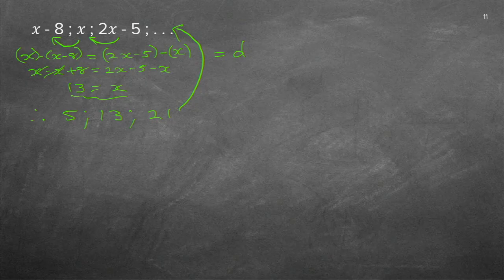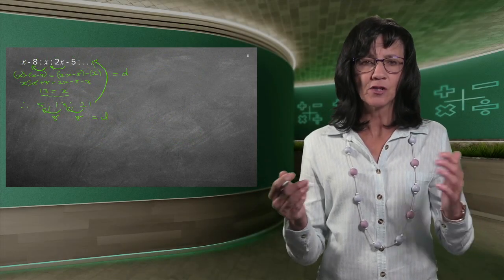We can very easily see now. Right-hand side minus left-hand side, 13 minus 5 is 8. 21 minus 13, oh, luckily, it's also 8. So I know I didn't make a mistake. There's my common difference. It's 8 all over.